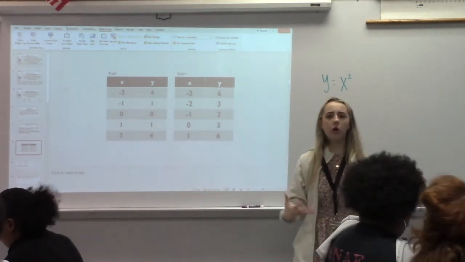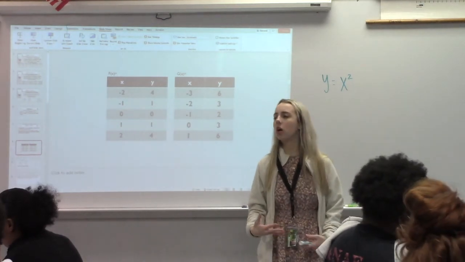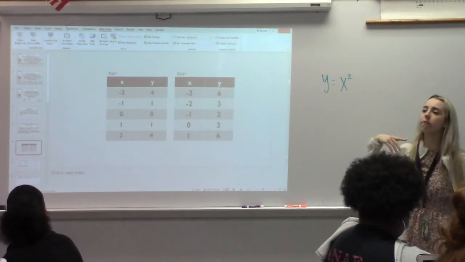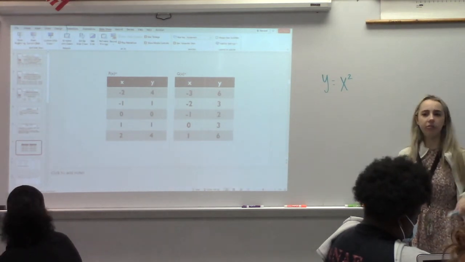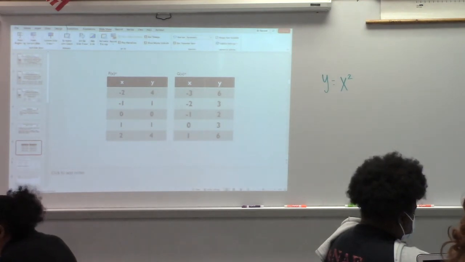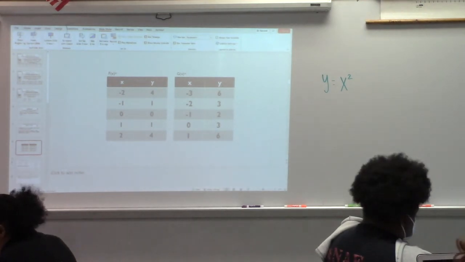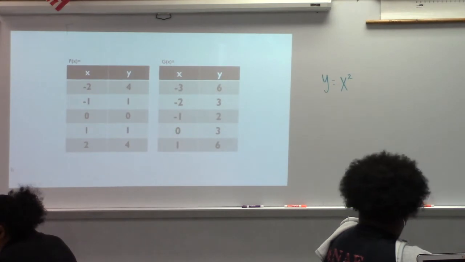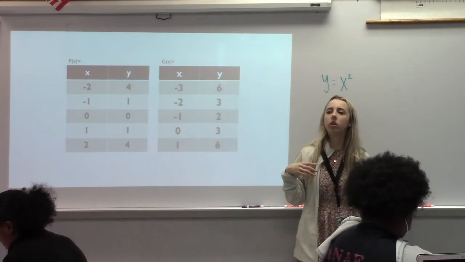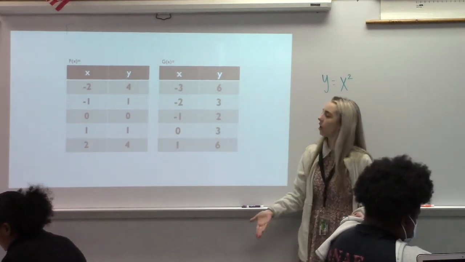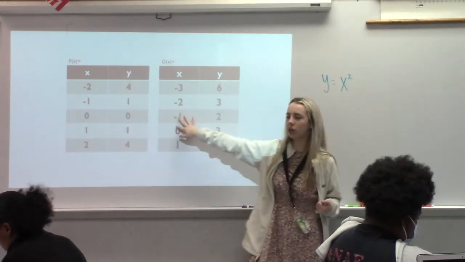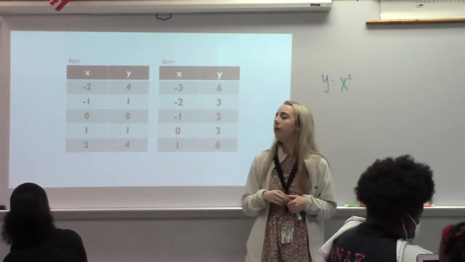Okay, so we've determined that it's a quadratic function, so I went ahead and wrote this equation. From here, let's examine the two tables and see how these x values change, and then how the y values change. And then from there, we can create that equation. Okay, Omar, your group, tell me, how do these x values change from the parent function to the transformed? They add 2.